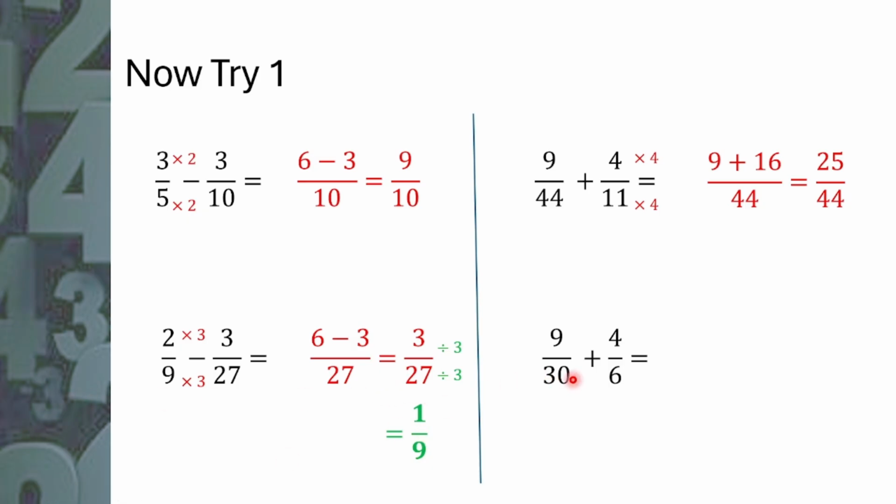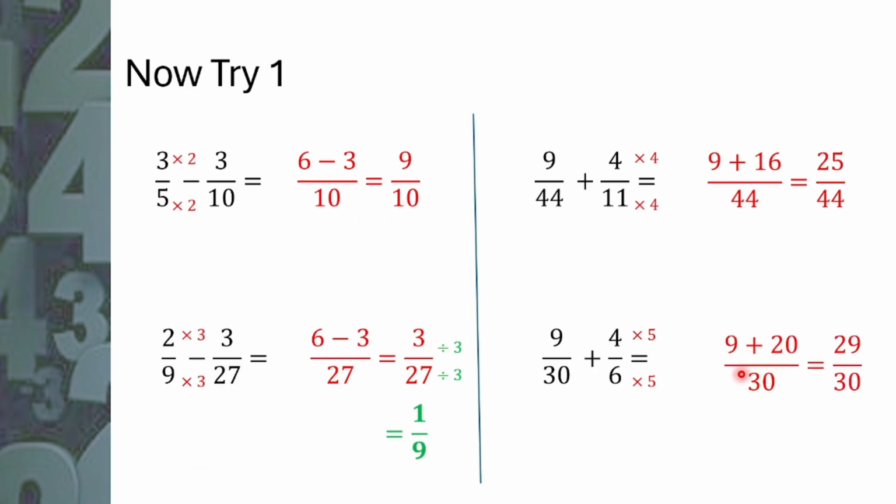Okay, so here we have 9 over 30 plus 4 over 6. Now again, I could divide this by 5 to get 6. However, I can't divide this by 5, so I'm going to leave that fraction alone and focus on this one. So on this one here, I will just simply times this by 5 to get to 30 and times this by 5 to get to 20.